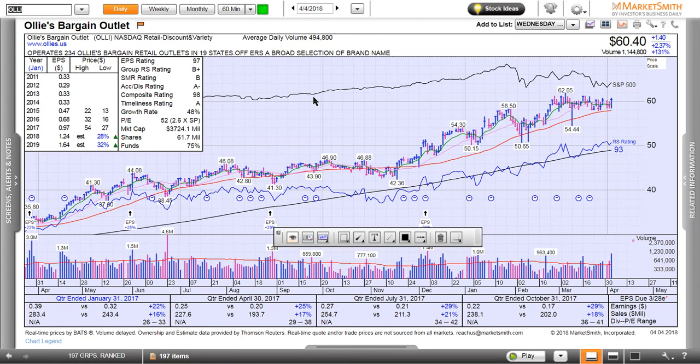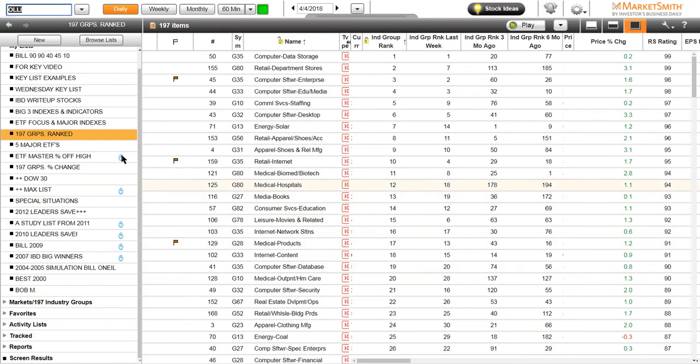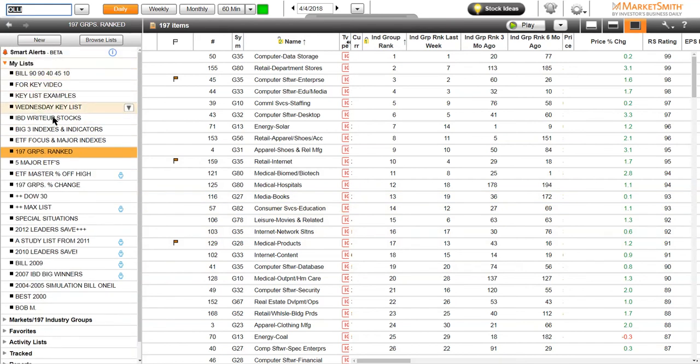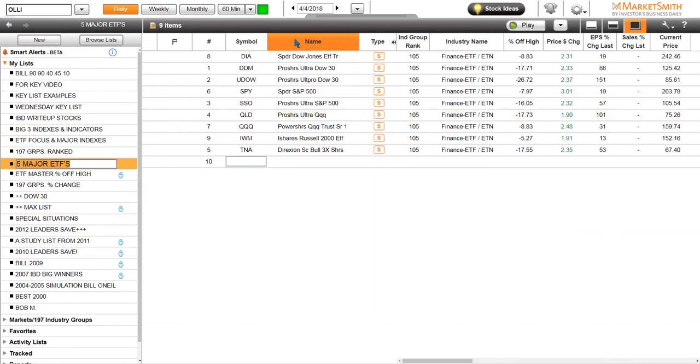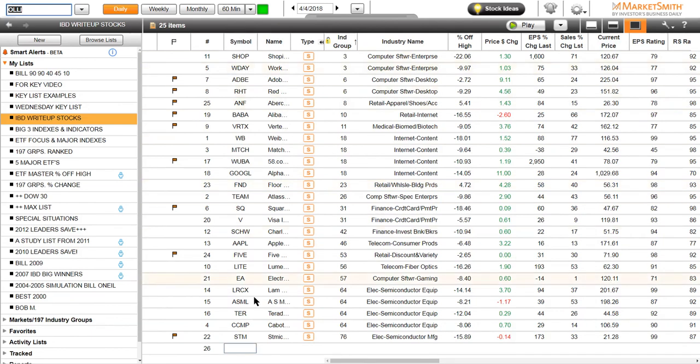Anyway, an individual had an important question. How do you organize your industry groups? And I'd like to show you. Again, this is MarketSmith. Down here in the lower right-hand corner, I hit this, and it's got a whole different bunch of lists. You can see Wednesday's key list, IBD write-ups, the Dow 30, the max list. You can click on any of these, and here's the max list. I can click on major ETFs.